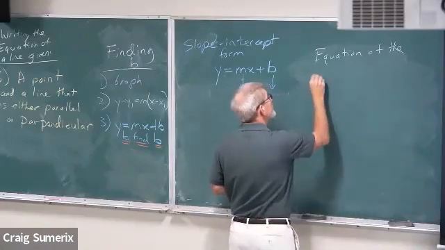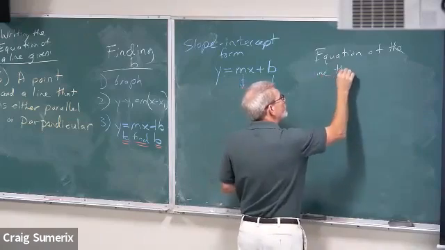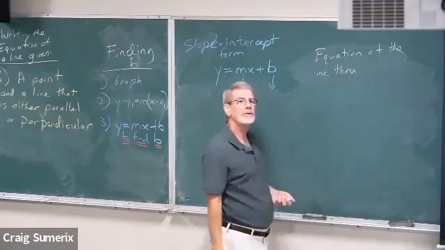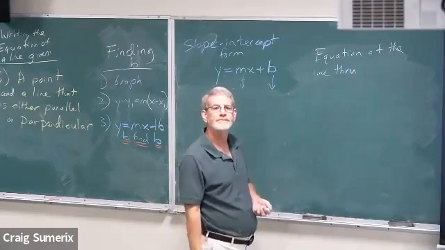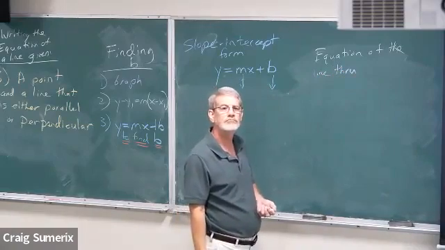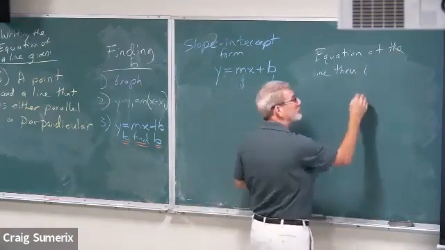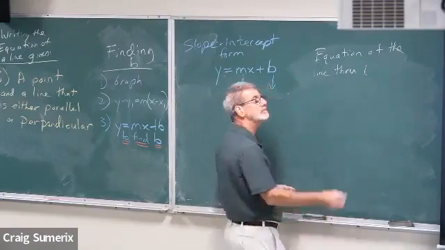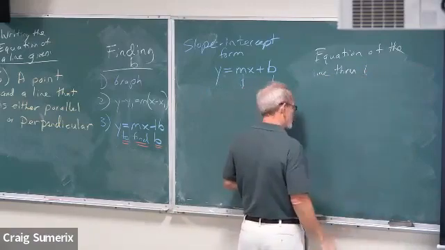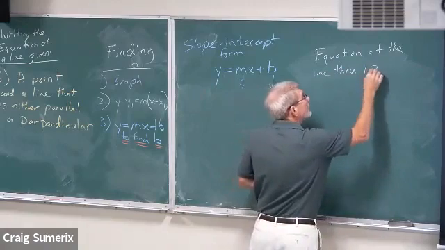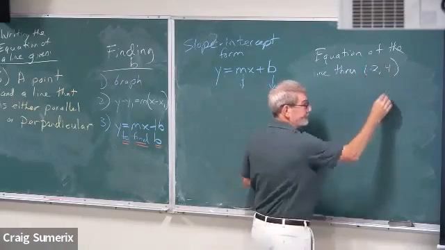Equation of the line through the point. Give me a point. Okay, 7 and negative 9? No: 2, 4.